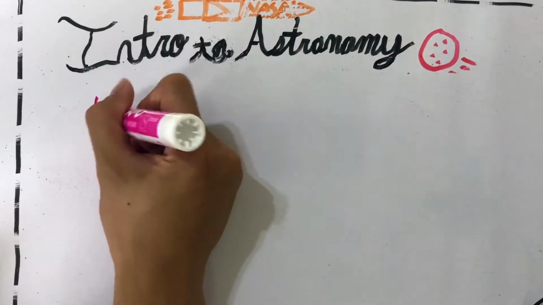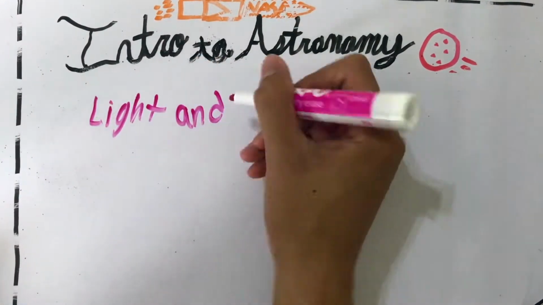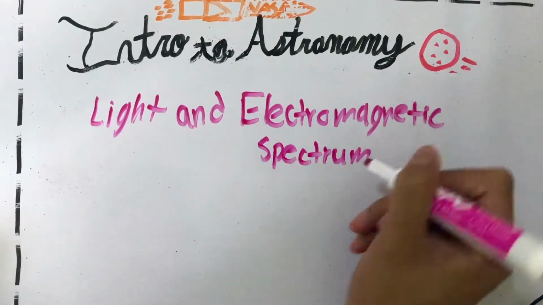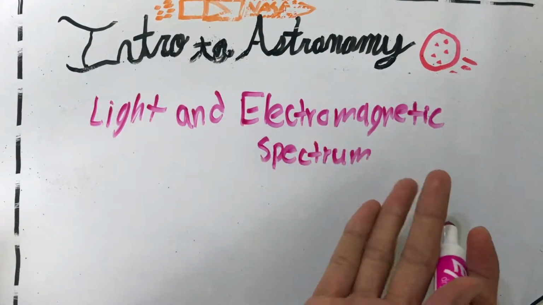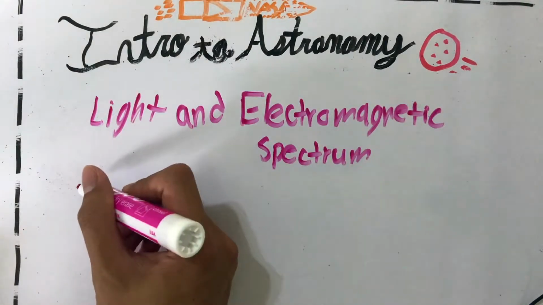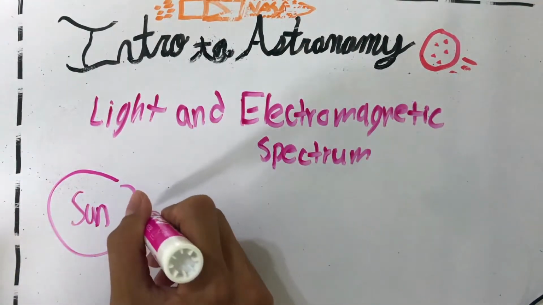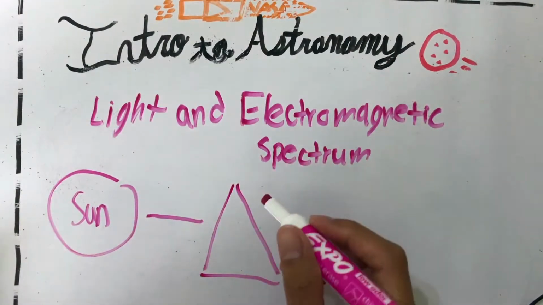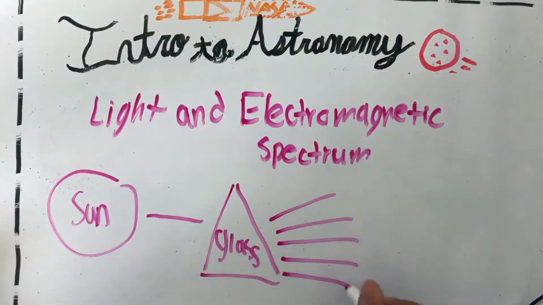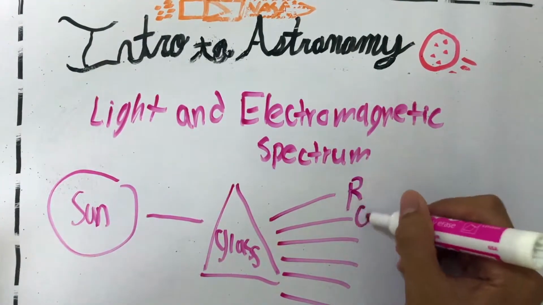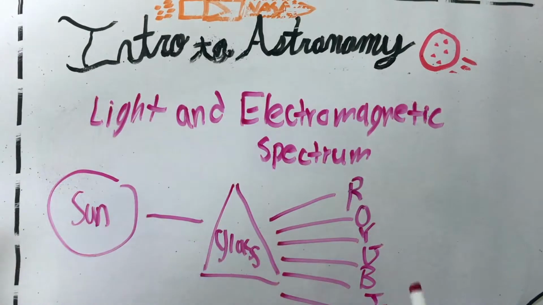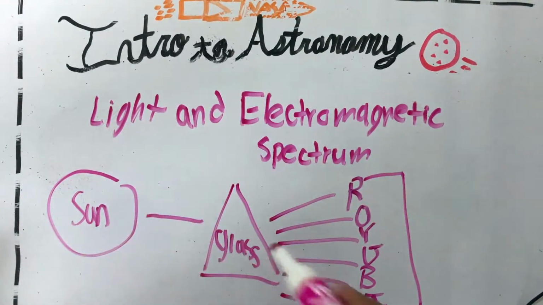So now let's head on over to the topics of light and the electromagnetic spectrum. So what is light? The light that we see in our daily lives is sunlight, or sometimes colored lights from our living room, our bathroom, anything like that. If we shine sunlight through a prism, which is made out of glass, we're actually able to see all types of colors, starting from red, orange, yellow, green, blue, indigo, and violet. These are the colors that we see when we shine sunlight through a prism.